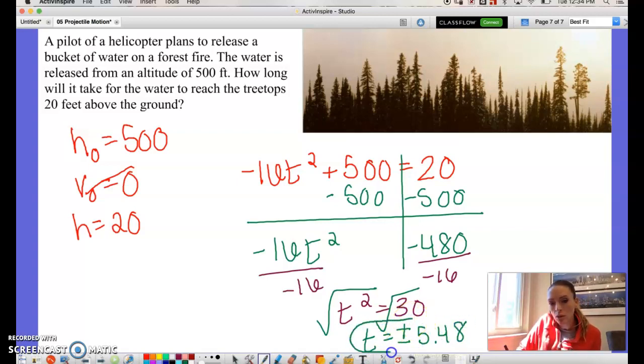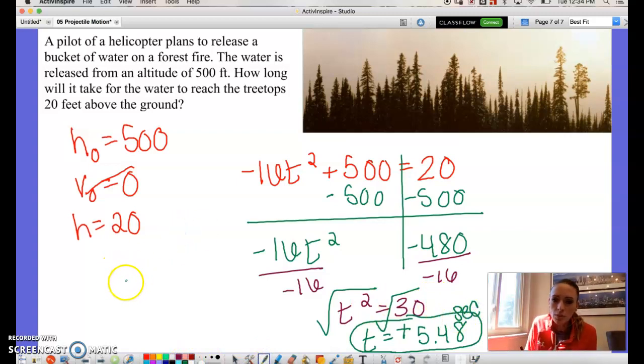Okay? So obviously, we only want the positive answer here, and so we can go ahead and erase our negative answer in there. So it takes 5.48 seconds until that water is going to hit the top of the trees.